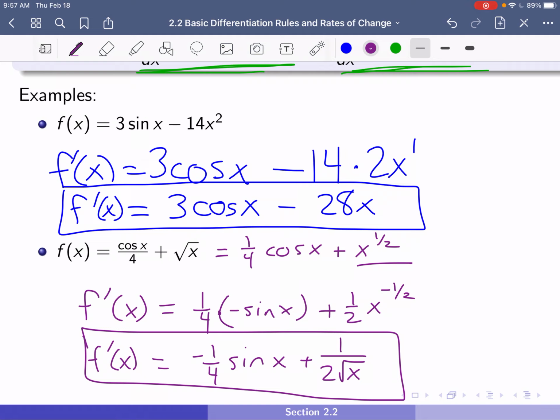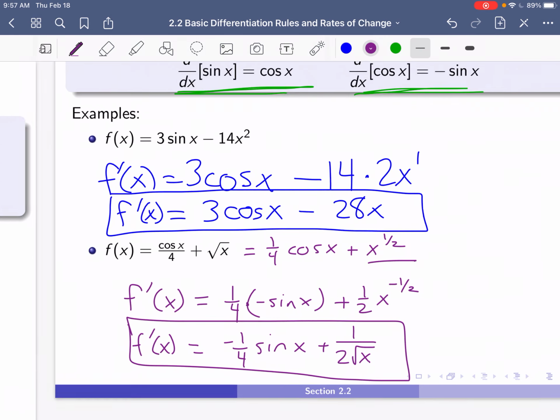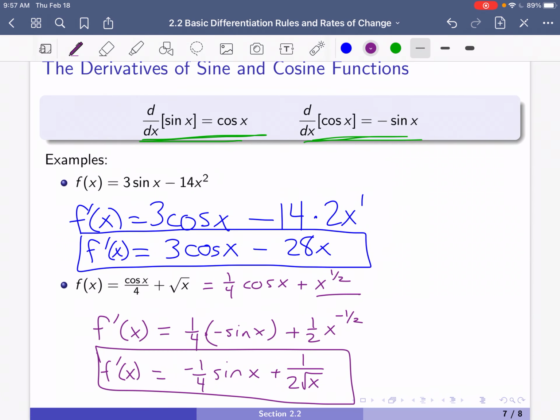So in the next video, we're just going to run through a variety of examples where we find derivatives using any of our derivative rules that we've talked about in the last couple of videos. All right, we'll talk to you then.